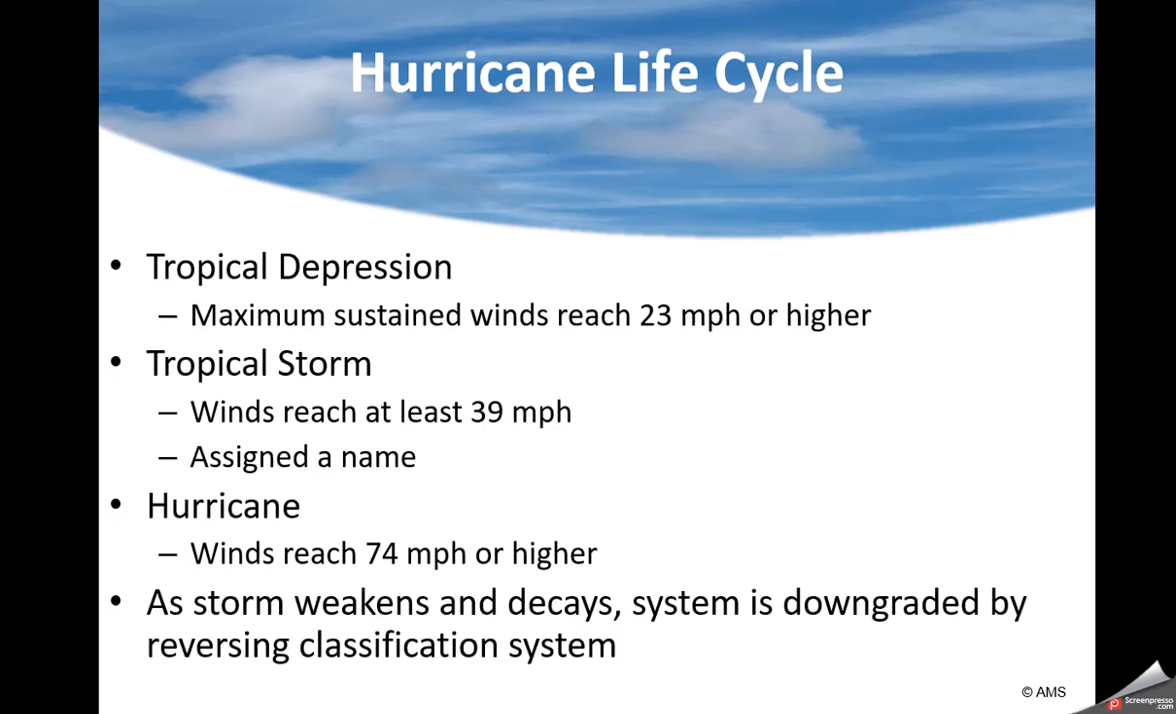So their life cycle typically starts with the depression, becomes a tropical storm at 39 miles an hour, and a hurricane at 74 miles an hour.